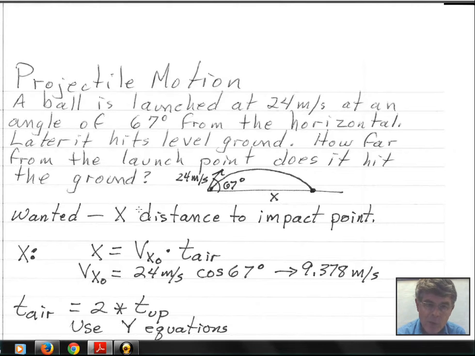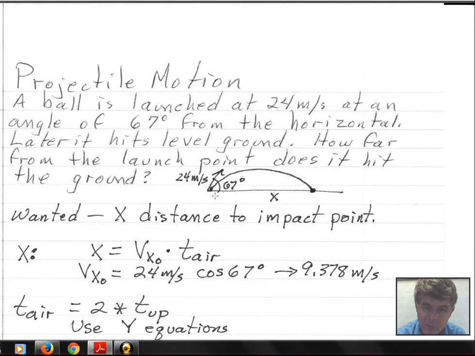So we know that in projectile motion, when we ignore air resistance, the acceleration in the x direction is 0. So the velocity in the x direction is a constant. The component of the velocity in the x direction is a constant. We can use distance equals rate times time. We are given the initial vector, 24 meters per second.